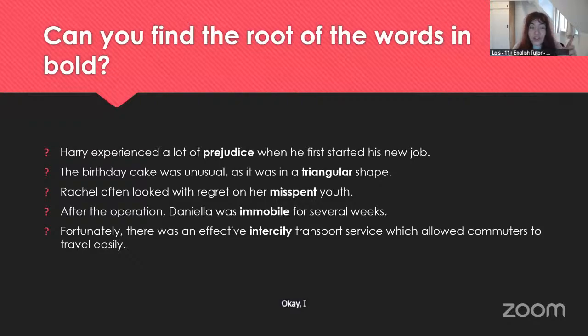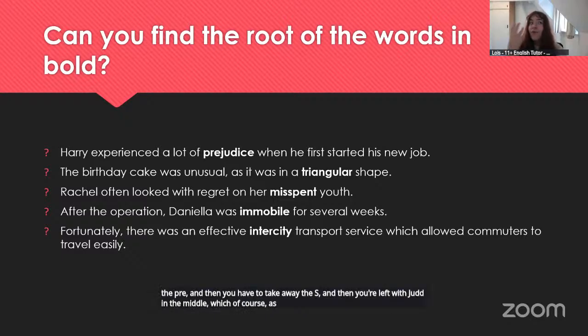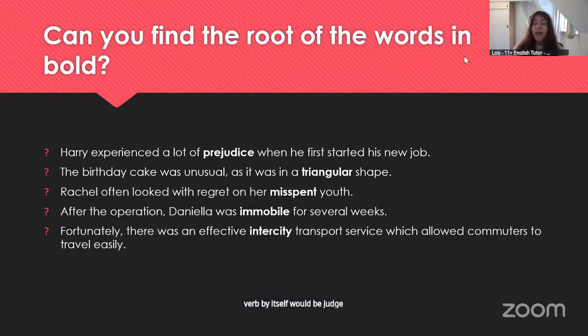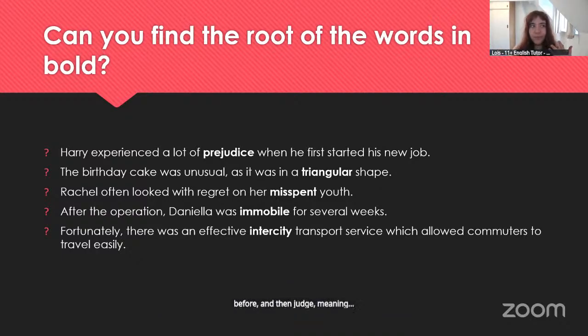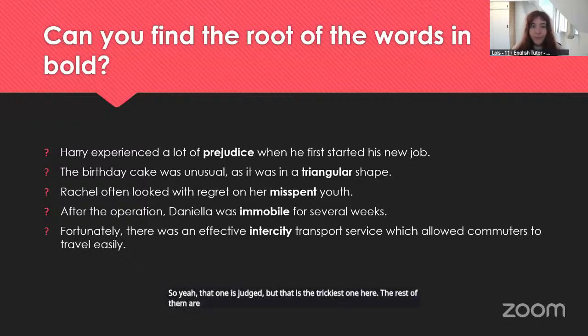Okay, I think I've actually just seen one person get it correctly. It's actually the word judge. Judge is the root of prejudice. So what you have to do here is take away the pre, and then take away the is, and then you're left with jud in the middle, which of course, as a verb by itself, would be judge rather than just jud. Because if you show someone prejudice, that means that you judge them before you know them, right? Pre meaning before, and then judge meaning making up decisions about them, making assumptions about them. So yeah, that one is judge, but that is the trickiest one here. The rest of them are a little bit more straightforward.